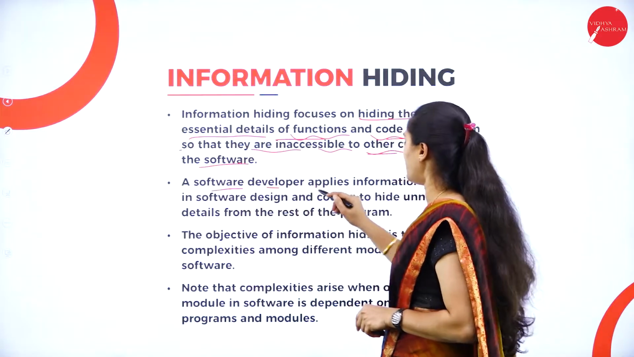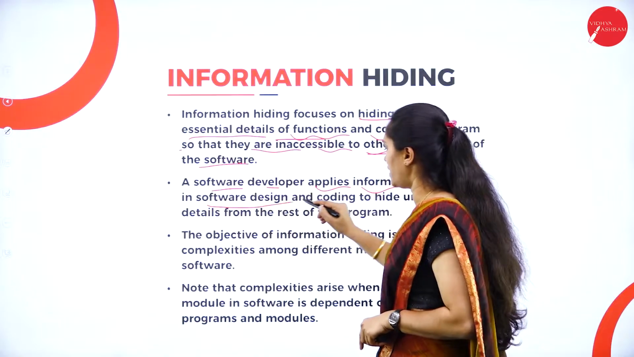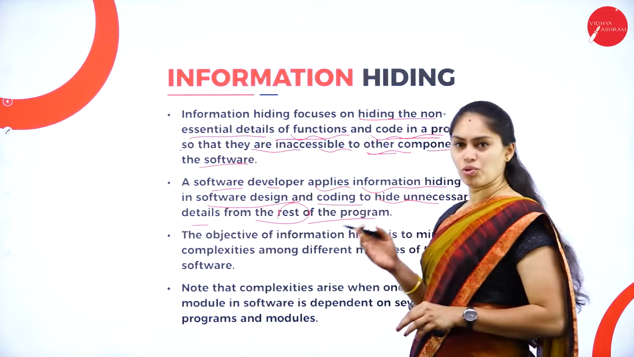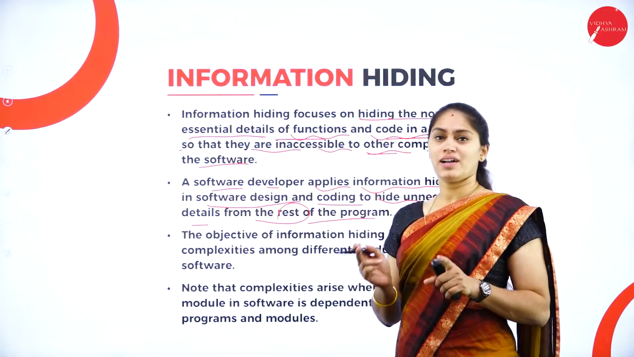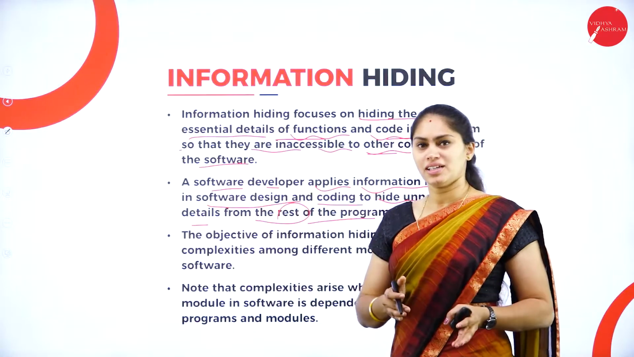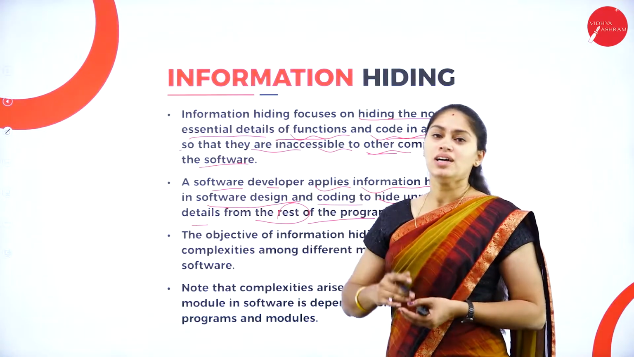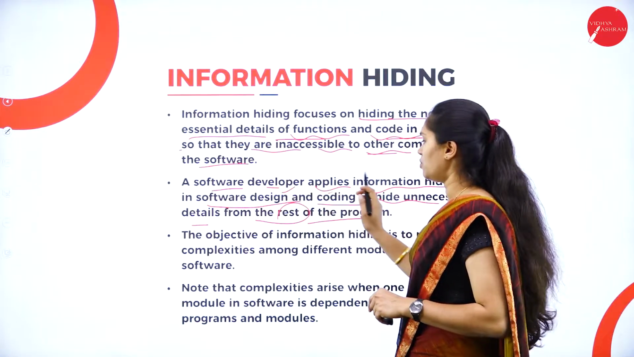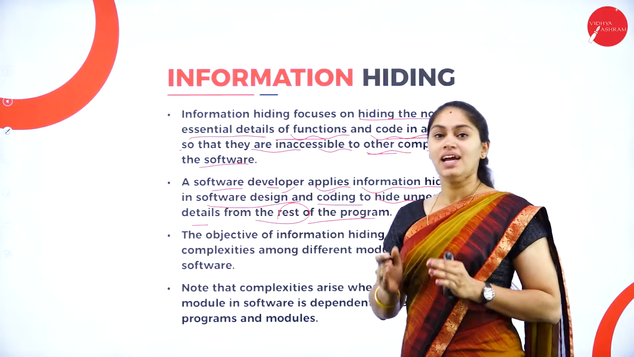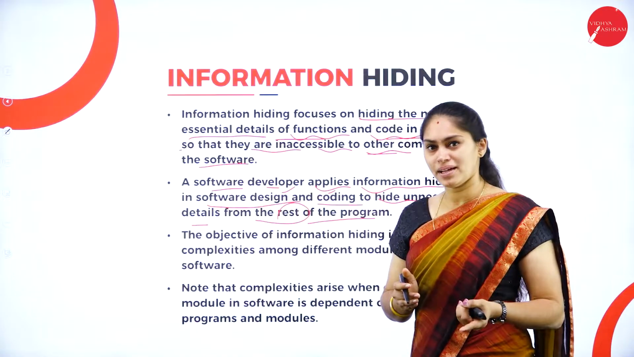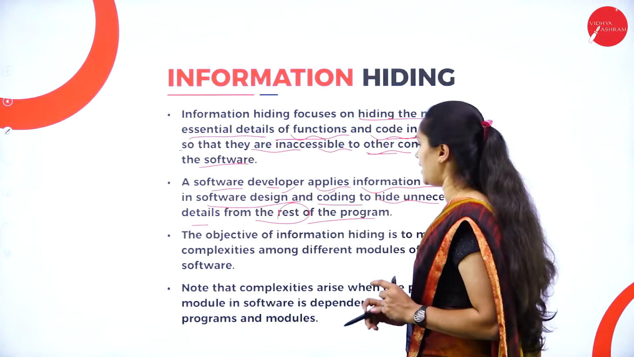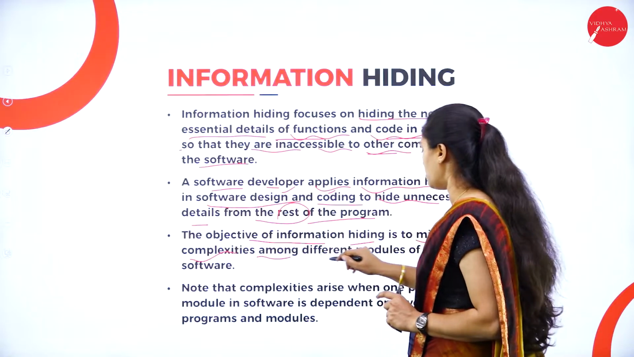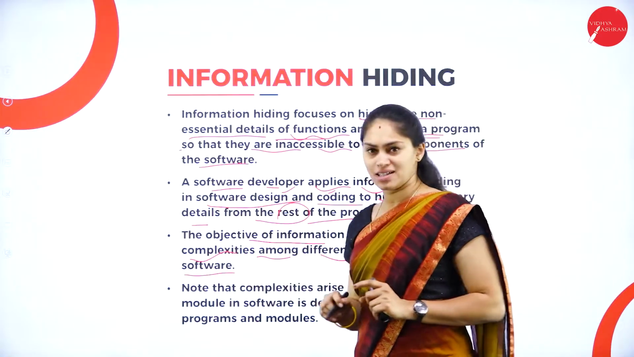The software developer applies information hiding in software design and coding mainly to hide unnecessary details from the rest of the program. When there is a program dependency or a data dependency from one module to another module in a software, that increases the complexity. In order to reduce that, the modules or design, whatever coding has been done, should be independent in nature. That can be accomplished with the help of information hiding. The main objective of information hiding is to minimize the complexity among different modules of the software, as I discussed now.